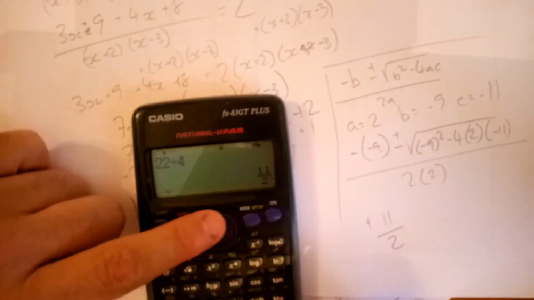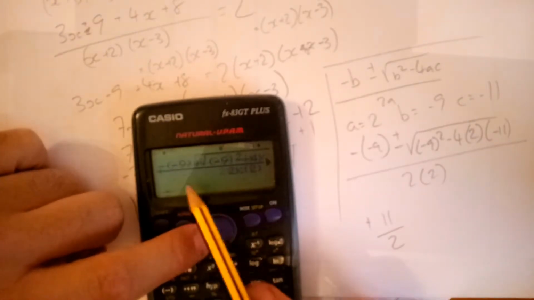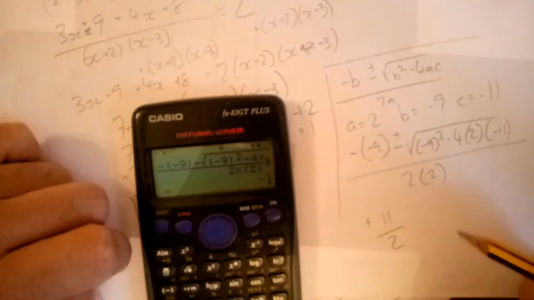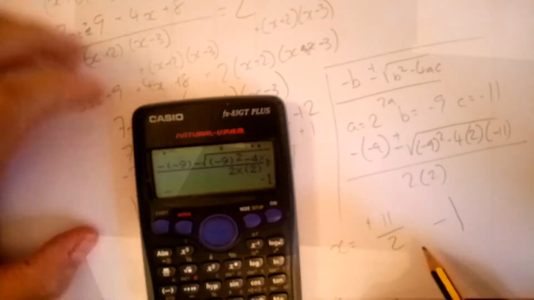Now for a negative value, I'm just going to go along. And where this is a plus, I'm going to change it to a minus. Delete minus. And I get minus 1. So x is either 11 halves or negative 1.